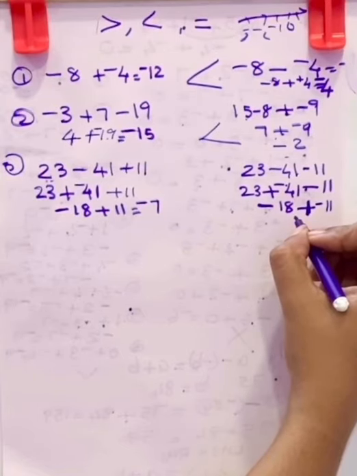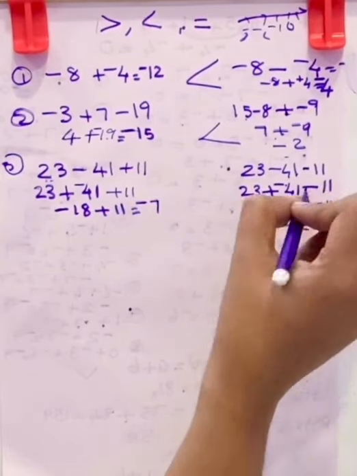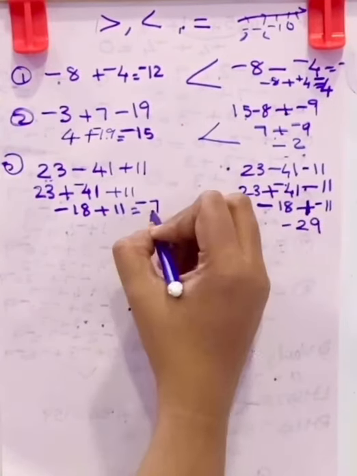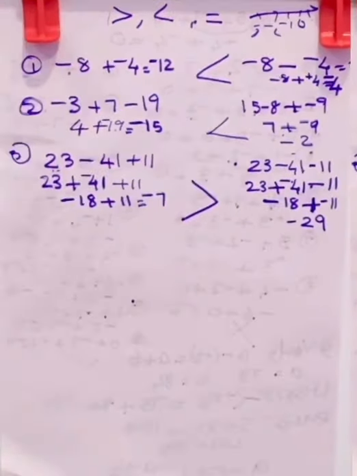That is 18 plus 11 and negative sign. That is negative 29. This is the answer. So in negative 7 and negative 29, which one is greater? Negative 7 is greater. Next question.